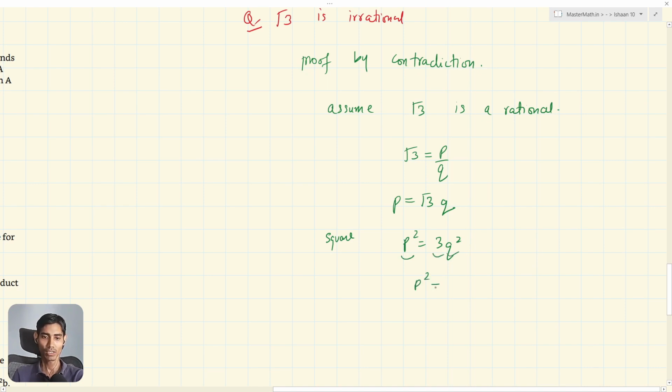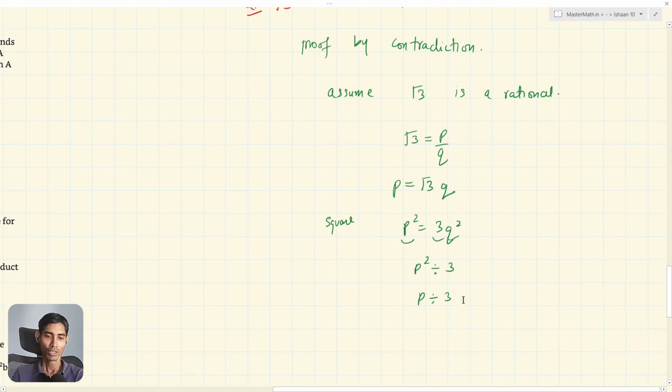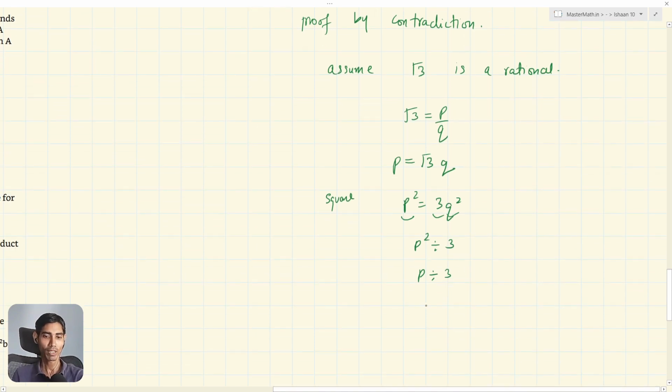Now if you notice, p square is a multiple of q square, so p square is divisible by 3. If p square is divisible by 3, p is also divisible by 3. So I'm writing this p, divisible by 3, as a product of some other value: 3 into, maybe, s, where s is an integer. Okay, can we do that? Yes, sir.